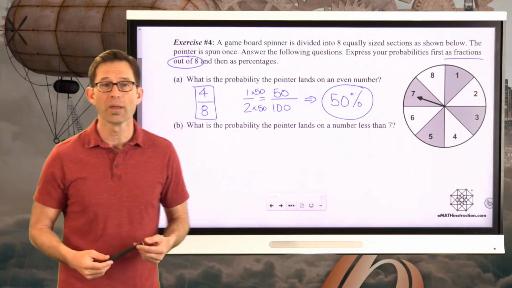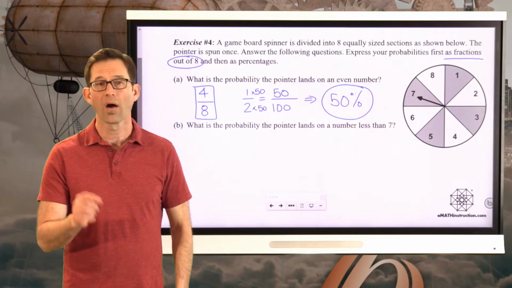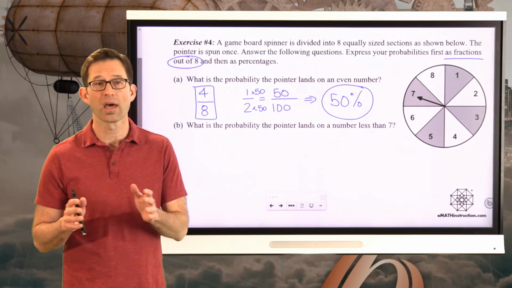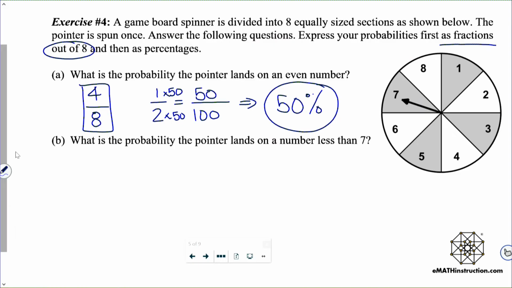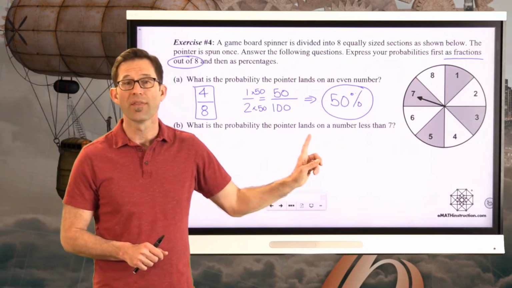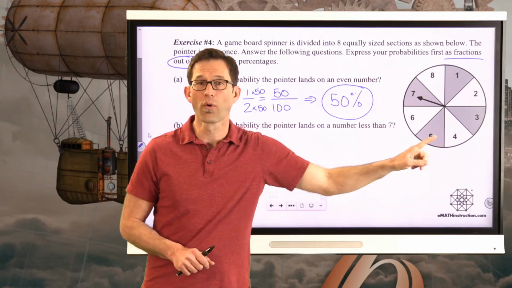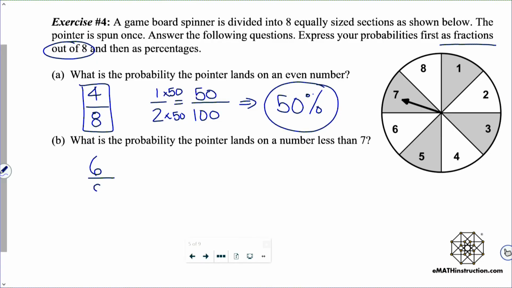Now let's take a look at letter B. What is the probability the pointer lands on a number less than 7? All right, see if you can figure out this probability, both again as a fraction out of 8 and as a percent. Well, we're looking for the probability that the pointer lands on a number less than 7. That means 1, 2, 3, 4, 5, or 6. So as an unreduced probability, that would be 6/8.